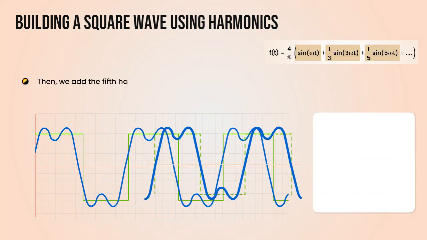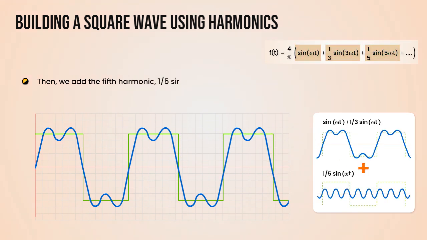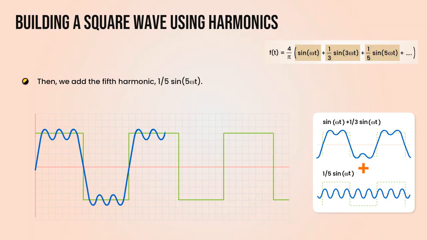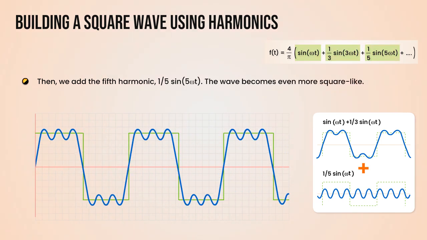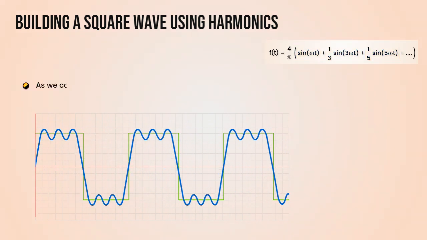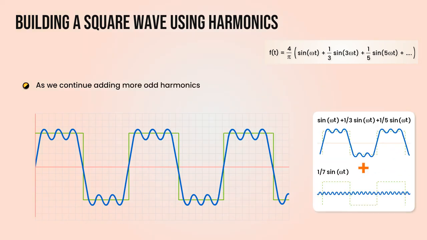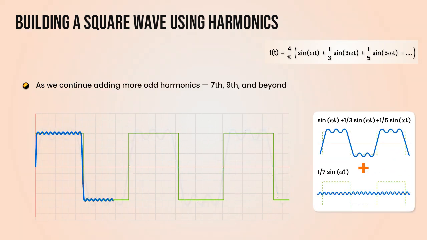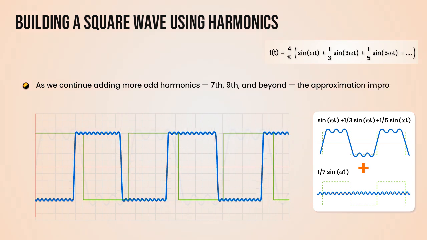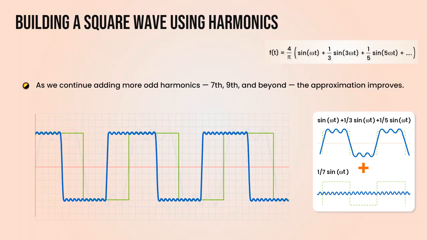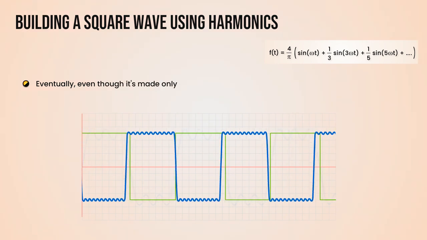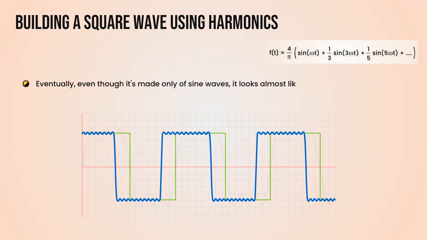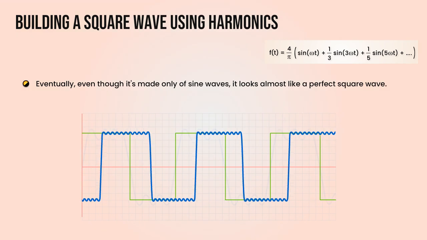Then, we add the fifth harmonic, (1/5) sin(5ωt). The wave becomes even more square-like. As we continue adding more odd harmonics, 7th, 9th, and beyond, the approximation improves. Eventually, even though it's made only of sine waves, it looks almost like a perfect square wave.